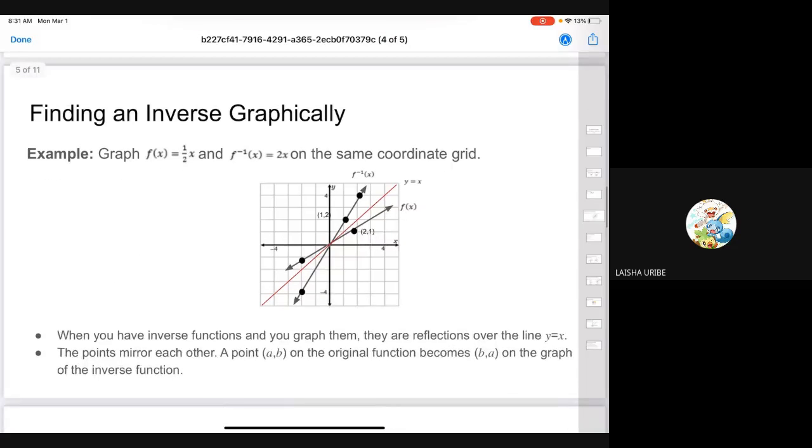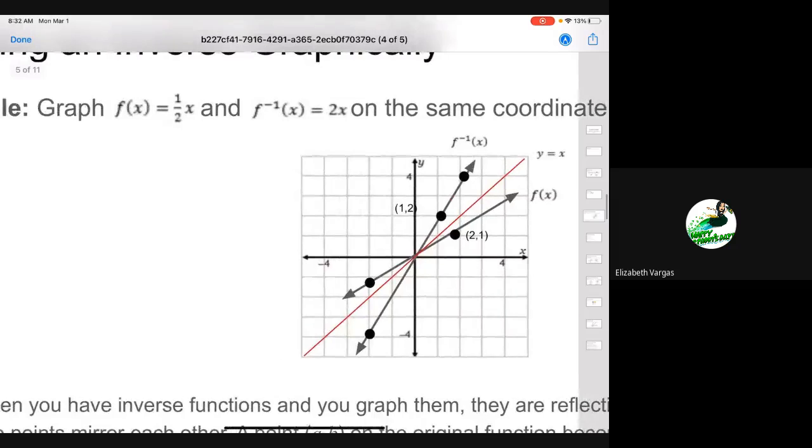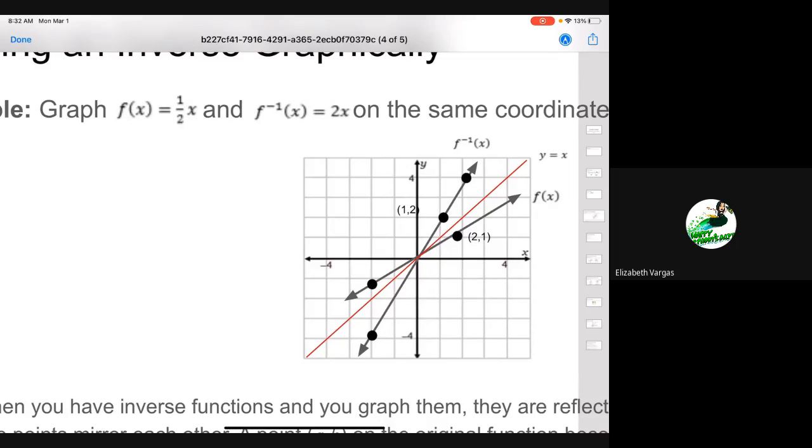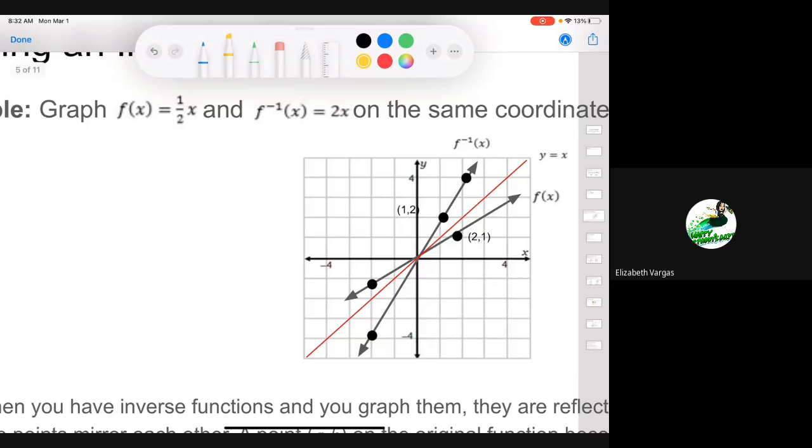No, ma'am. Okay. So now I'm going to go ahead and move on to finding an inverse graphically. So here we have graphed fx equals 1/2 times x, and that will be this graph right here. And what else is being graphed is its inverse, which is 2x. So this one right here.